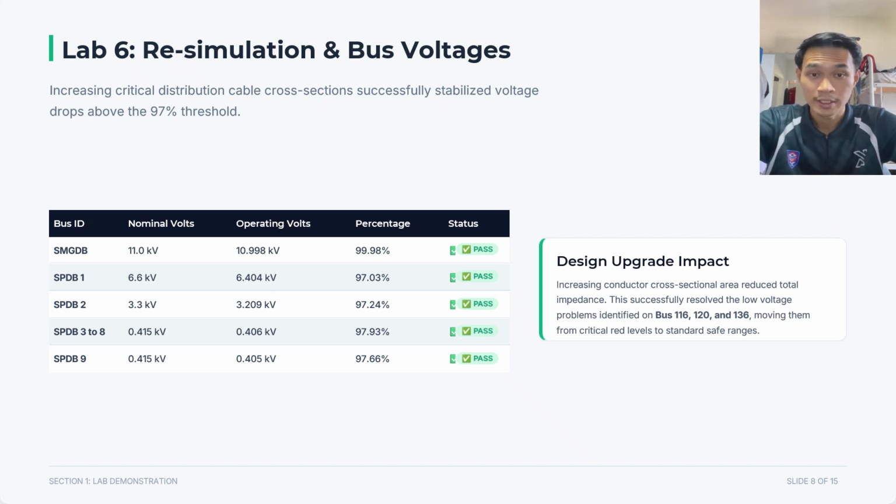SPDB2 operates at 97.24%, and all the 415 volt buses operate between 97.66 and 97.97%. The lowest bus voltage is 97.03%, which is well above the 90% requirement, and this means our cable sizing correction was successful in this lab.